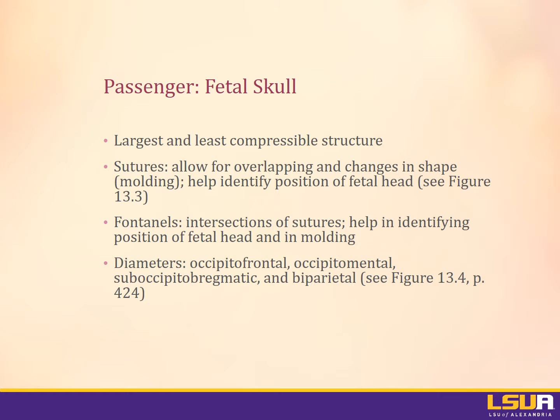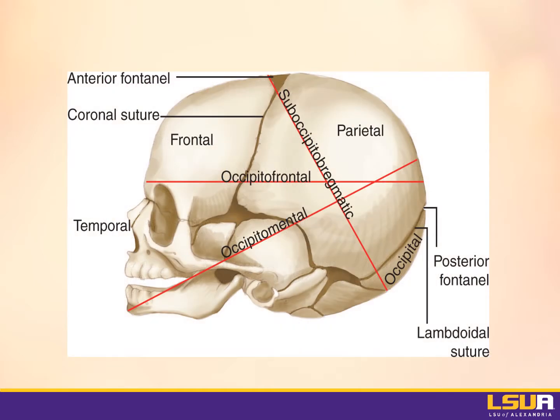The diameters on page 424, the frontal, the mental, the bregmatic, and the parietal, let you have an idea of where all of the different diameters are and where we'd be measuring. And here's a big picture of it. Occipital goes from the lower jawline to the back. Parietal, of course, is in the back, top back. Occipital is at the base of the skull, and anterior is on the front, of course. Temporal is on the sides of the face.